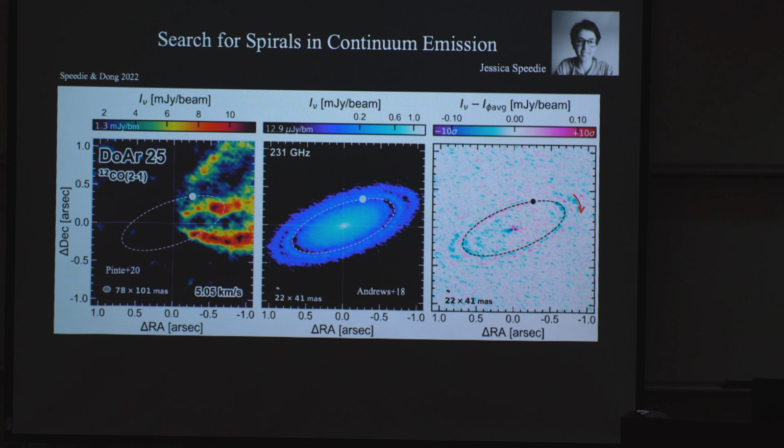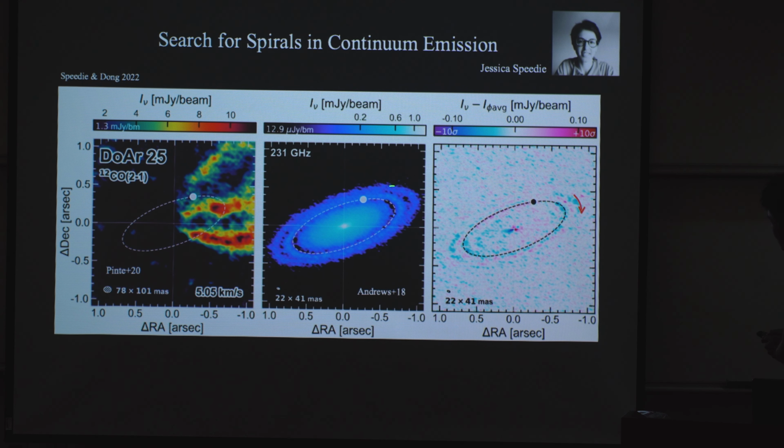So here is one of her tests. Here's a system called DoAr 25, which shows this signature little break in the channel map, and then the predicted planet on a circular orbit. The middle panel shows the millimeter continuum emission map. The planet is indeed sitting in a gap, that's good, but we don't quite see a spiral here. You can make a residual map by subtracting the axisymmetric component out. Here's a residual map. It looks like the entire disk is axisymmetric, so there's almost no coherent pattern in the residual map.